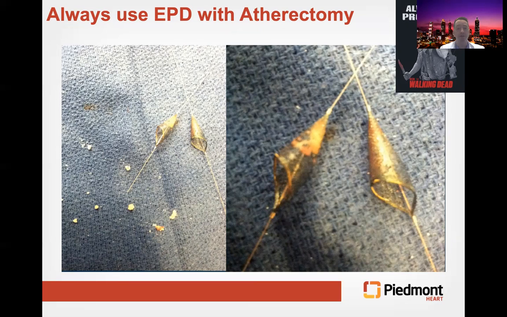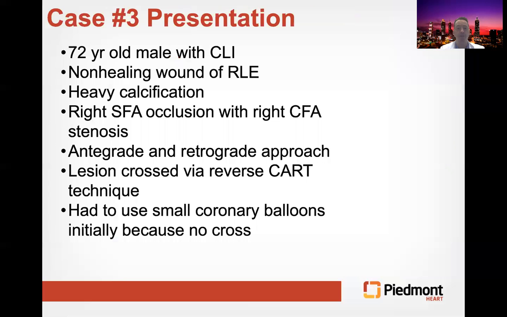You have to do it with atherectomy. You can see both of these baskets, both in the profunda and the SFA, had debris. So I think if you're going to use atherectomy, especially directional atherectomy, you should absolutely use embolic protection.